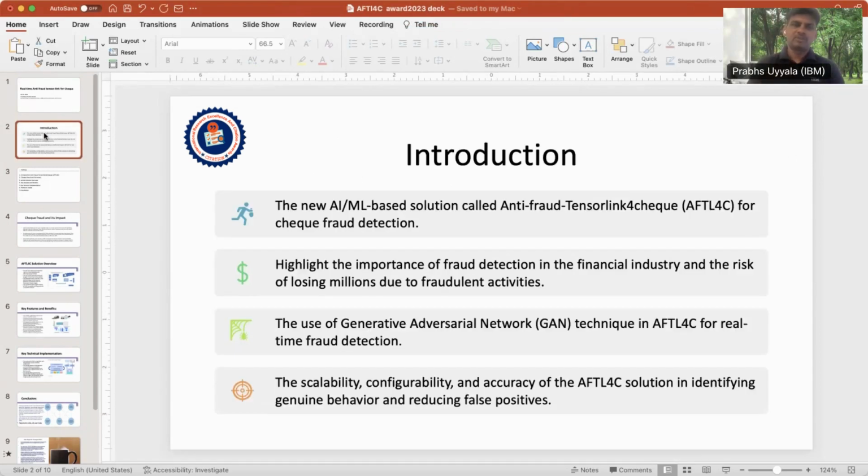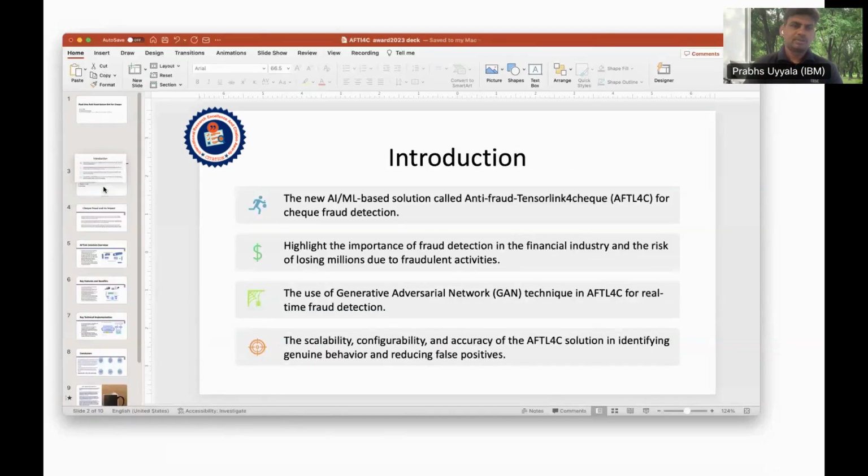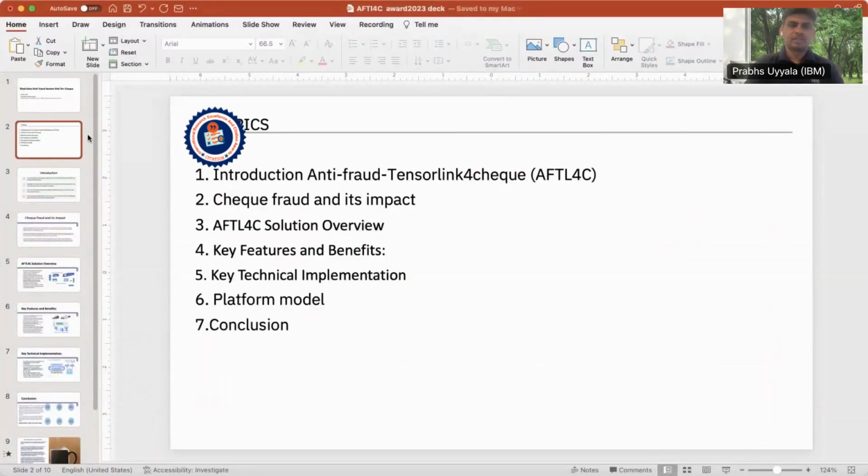As part of this introduction, we'll go through what topics we are going to cover. One is the introduction of AFTL4C. What exactly is this paper, and what is it going to do? Why is this paper needed? Next we are going to talk about check fraud and its impacts. Next we talk about the solution, its key underlying features and benefits, key technical implementations, the platform models, and the conclusion.